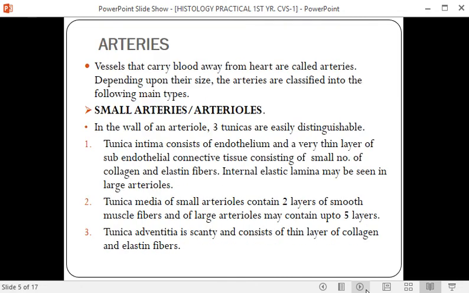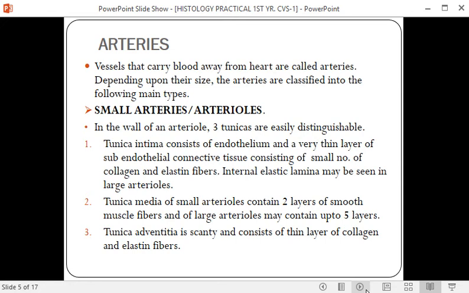Now we'll discuss the details of arteries. Vessels that carry blood away from the heart are called arteries. Depending upon their size, we divide them into three types: small arteries, which are called arterioles, medium-sized arteries, which are called muscular arteries, and large-sized arteries, which are called elastic arteries. First, we'll discuss the small arteries or arterioles.